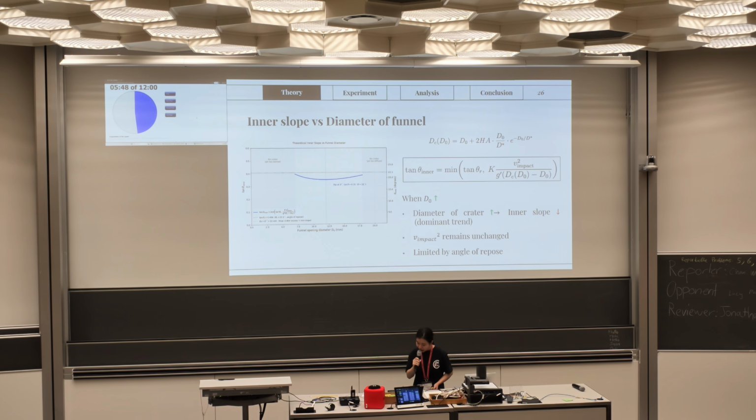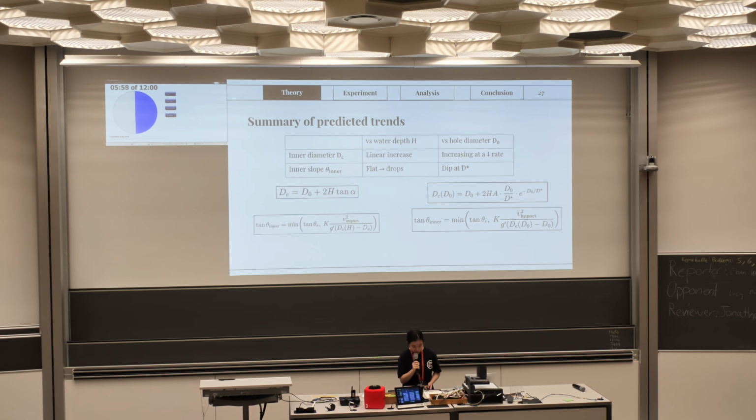Similarly, against the funnel diameter, as D0 increases, the crater diameter grows, reducing the inner slope, and it reaches a minimum near D star. The slope is limited by the angle of repose. This is a summary of our predicted trend.